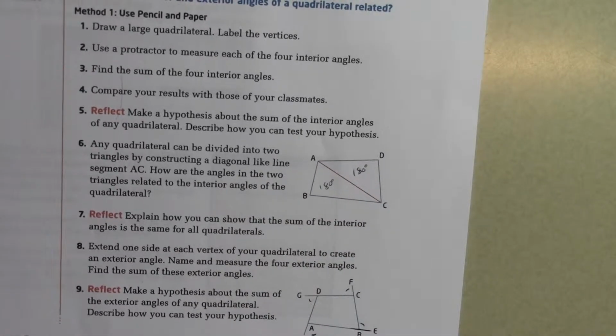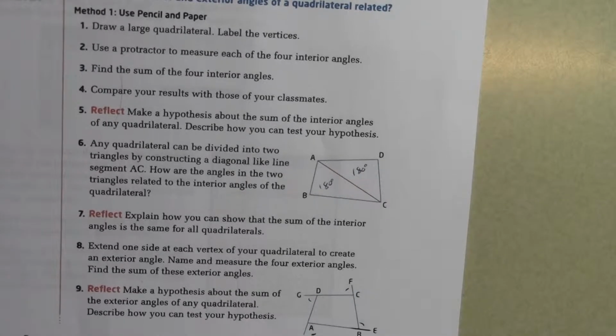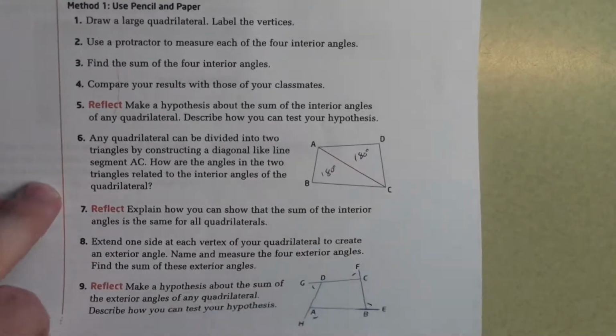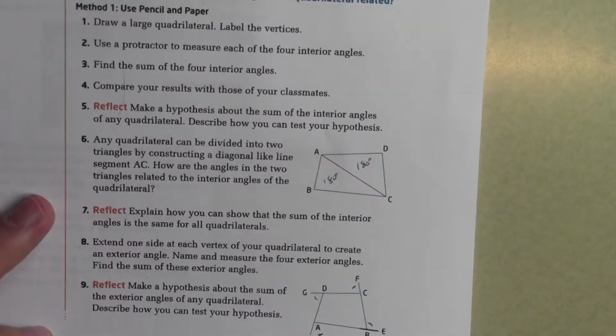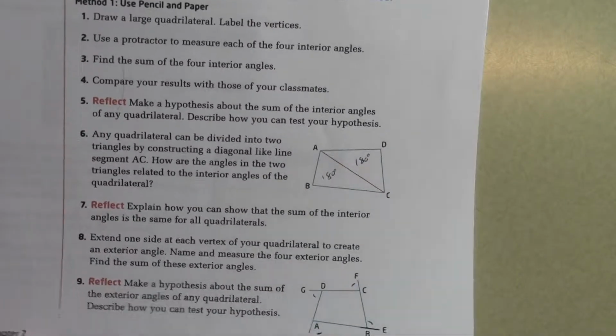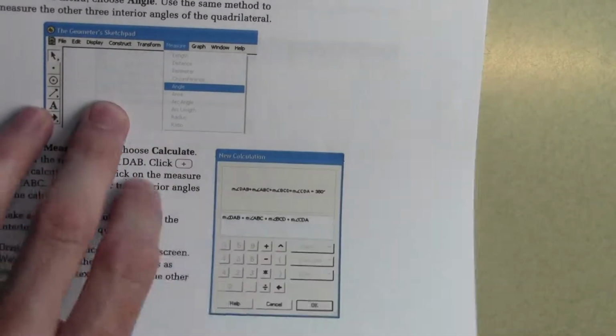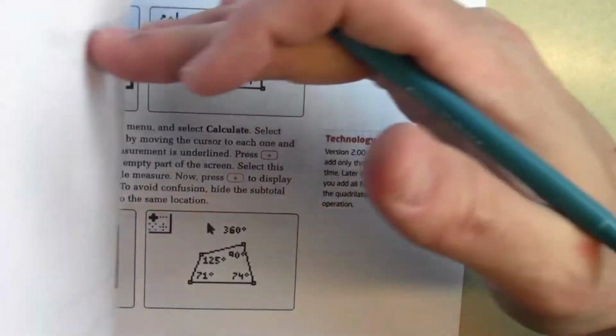Make a hypothesis about the sum of the exterior angles of any quadrilateral. Describe how you can test your hypothesis. What do you guys think it will be? The sum of the exterior angles. Max? I think it'll be 360. 360? Okay.